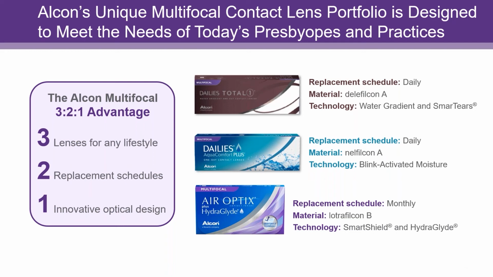But anyway, the 3-2-1 Advantage. So 3 lenses for any lifestyle. You can see the 3 up on your screen: Dailies Total 1, Dailies Aqua Comfort Plus, and Air Optix. So 3 lenses with 2 replacement schedules, as we mentioned before: there are dailies and a monthly. Right. Period. The end. And 1 innovative optical design. So basically, all 3 lenses have the same design, so you can fit any of them the same way. So you don't have to mess around. 3, 2, 1. Very easy to remember.